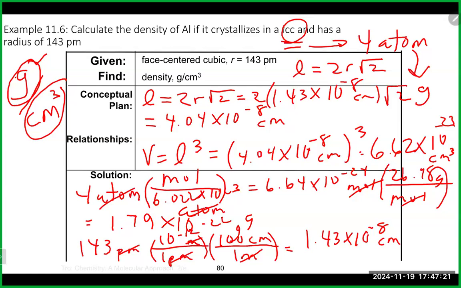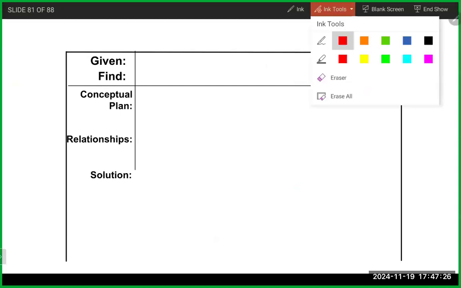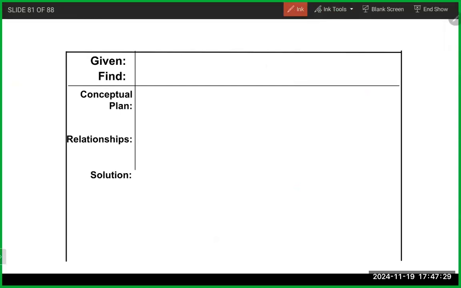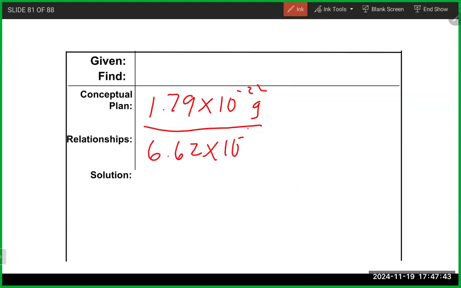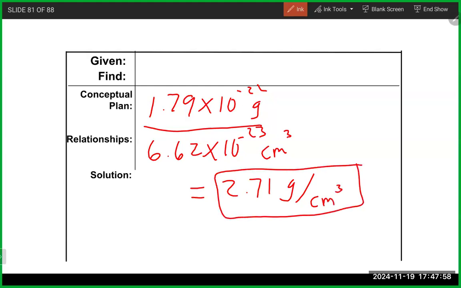So let me just do this on the next page. So we will end up with our mass that we calculated, which was 1.79 times 10 to the minus 22 grams, divided by our volume of 6.62 times 10 to the minus 23 cubic centimeters. And if you divide all that out, it's a long way to go to get to 2.71 grams per cubic centimeter, which would be our density of our aluminum in this case.